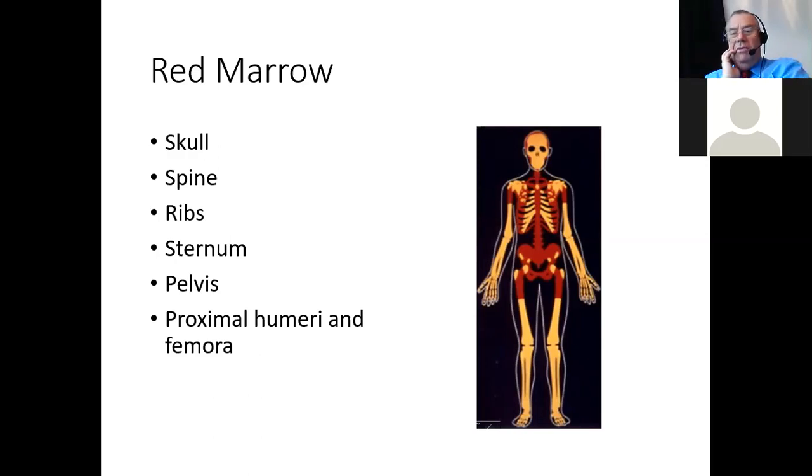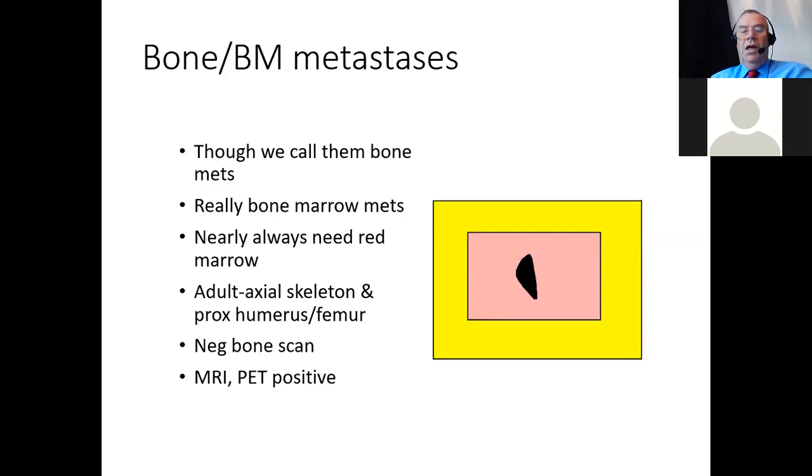Now, if you have a hemoglobinopathy, such as sickle, or even sickle trait, or one of the thalassemias, which, as you know, is more common in an African population and a Caucasian population, you can have extension of red marrow peripherally, and that will change the pattern of where you see bone metastasis. Now, we do call these bone metastasis, but in fact, they are actually bone marrow metastasis.